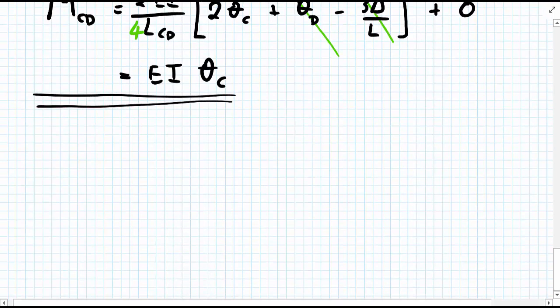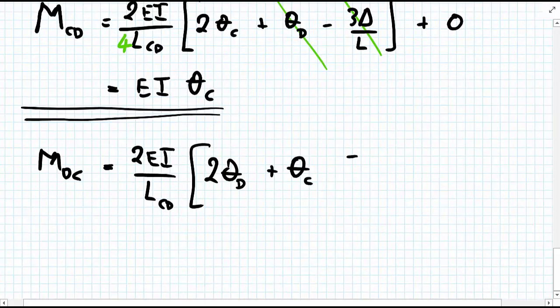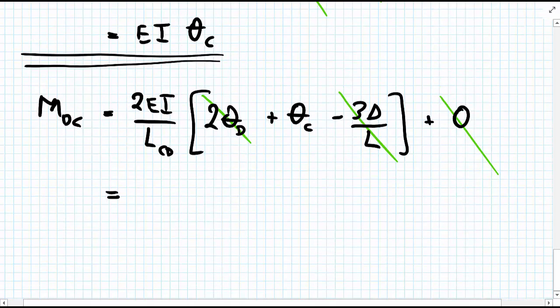And finally, we have MDC, which is equal to 2EI divided by LCD into brackets 2 theta D plus theta C minus 3 delta upon L plus the fixed end moment, which again is equal to naught in this case. Recognize that the theta D disappears, the delta upon L disappears, and there's no fixed end moment. And multiplying the brackets out and tidying up, we get that MDC equals 1/2 EI theta C.